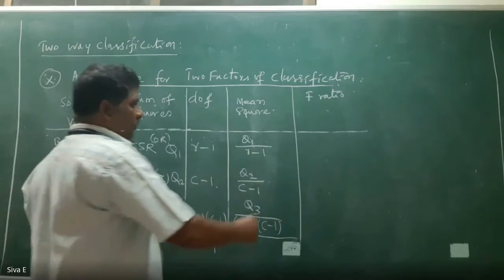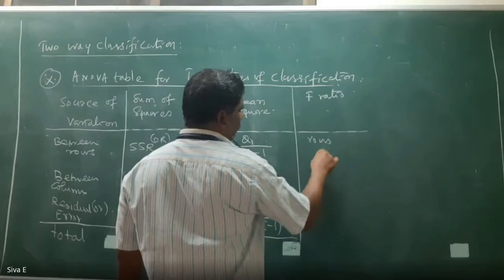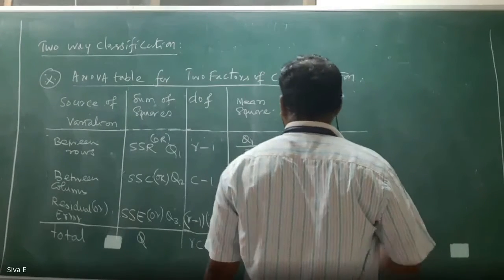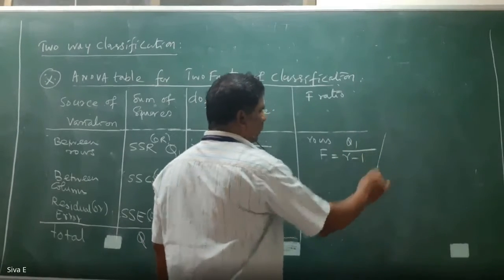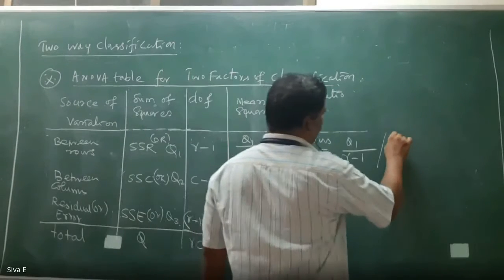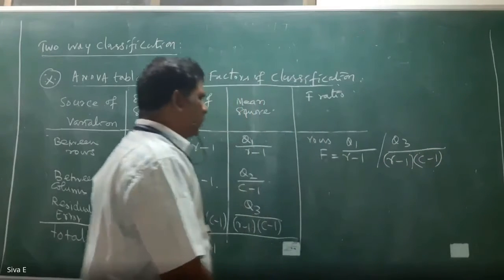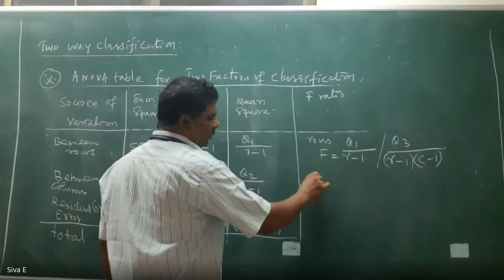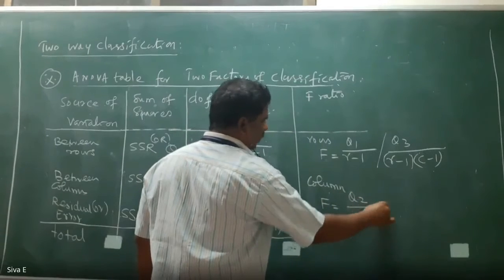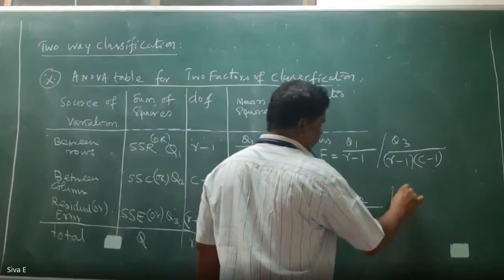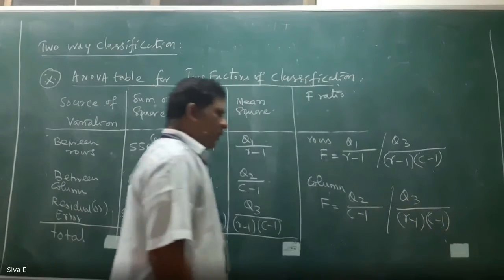F ratio for rows: F equals Q1 by (R minus 1) divided by Q3 by (R minus 1)(C minus 1). F ratio for columns: Q2 by (C minus 1) divided by Q3 by (R minus 1)(C minus 1).